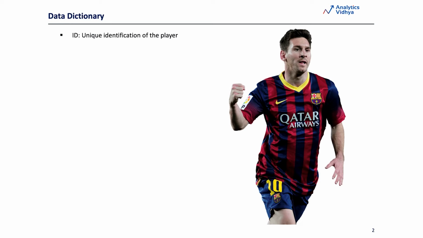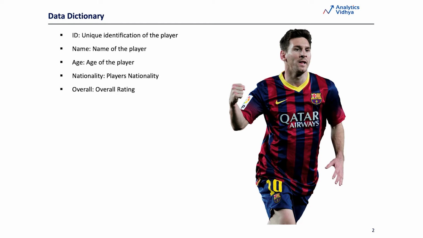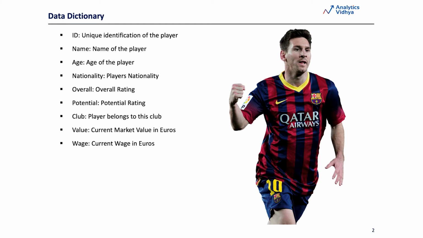First, the variable is ID, which is a unique identification number for the player. Next is the name of the player. Then we have age, which is the age of the player. Then we have nationality, which is the player's nationality. Then we have overall, which is the overall rating of the player. Potential, which means the potential rating of the player. Then we have club, which signifies the club the player belongs to. Then we have value, which means the current market value of the player in euros. Then we have the wage, which is his current wage in euros.